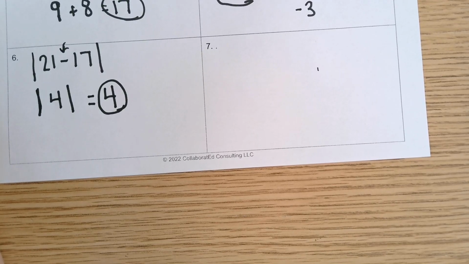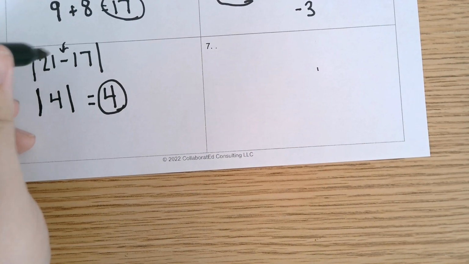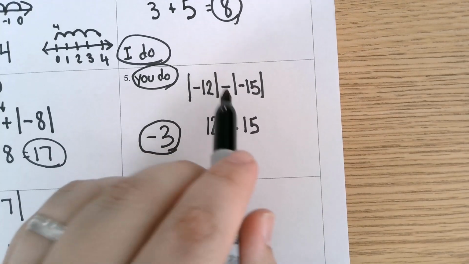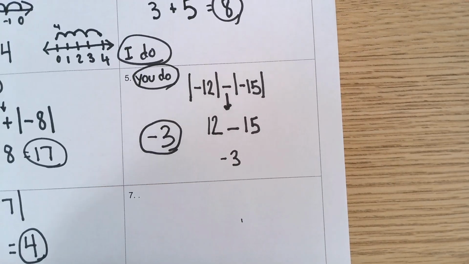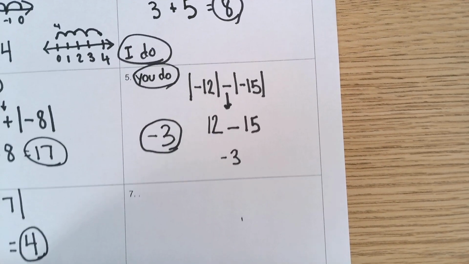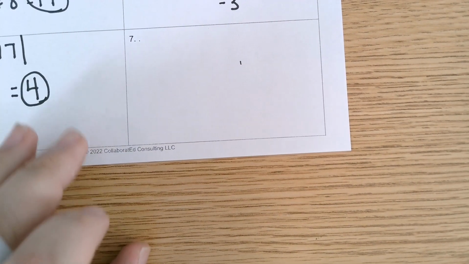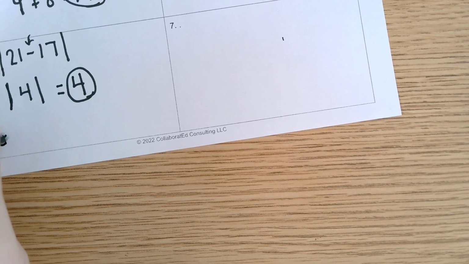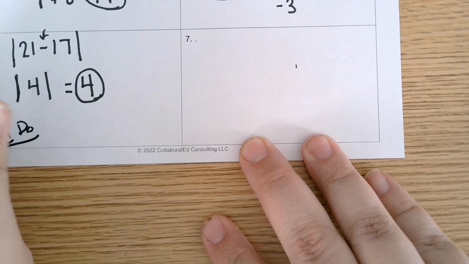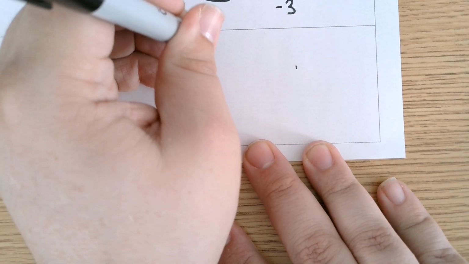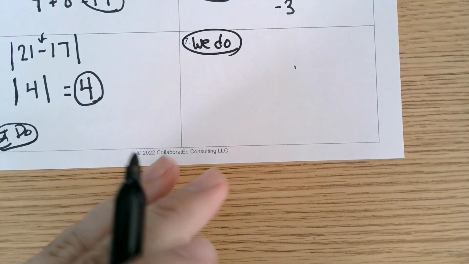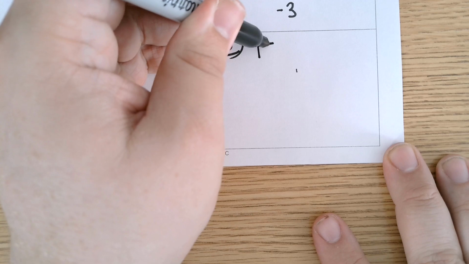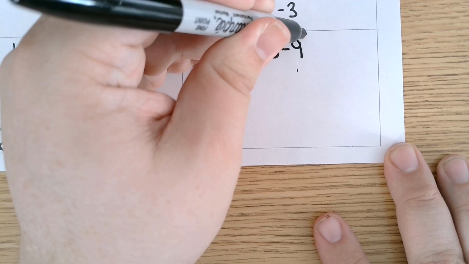Okay? So if the operation is inside the brackets, you do the operation first. If the operation is outside of the brackets, then you do brackets first, the absolute value first. So that was our I do for this section. Next, we move along to the we do. This is the one where I'm just calling on random people throughout the class. I gave you the absolute value of 5 minus 9.